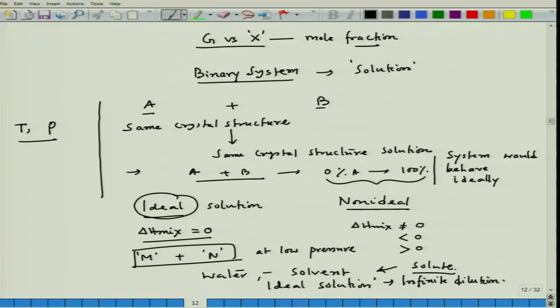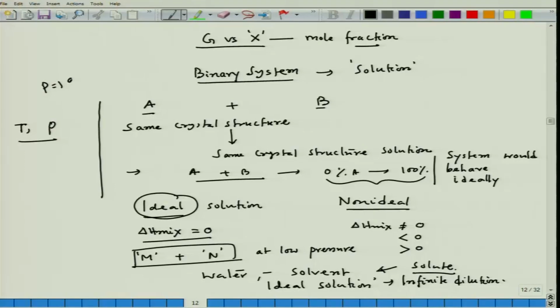For example, in order to change the volume of solid iron even a little, you need to go to very high pressure. So, even if we change the pressure by around 1 or 2 atmospheres, there will be hardly any effect on solid iron in terms of volume change. That is why we generally keep the pressure constant, equal to 1 atmosphere, and then we consider that we are mixing them at different temperatures.